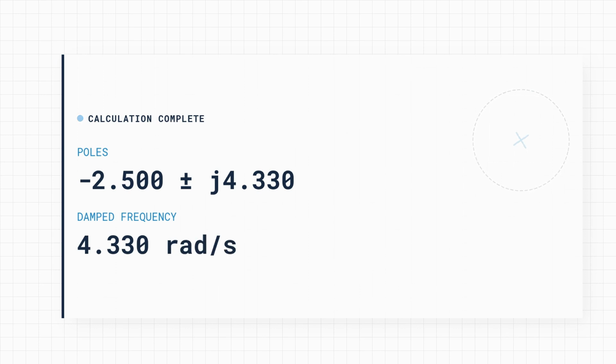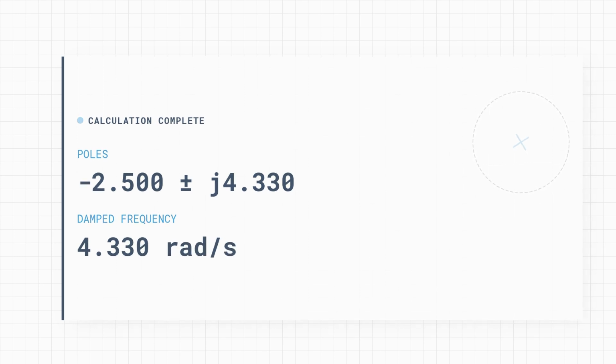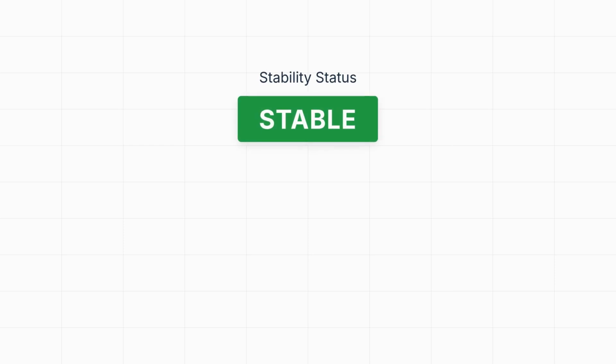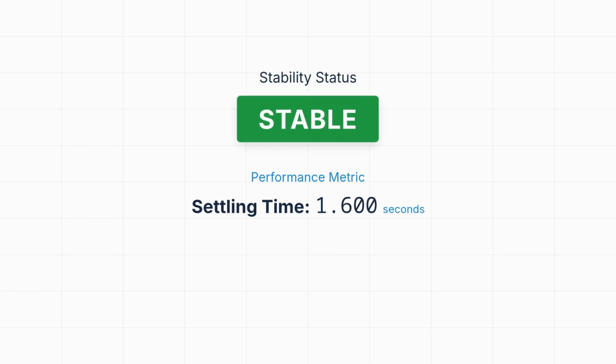The secondary result indicates a damped frequency of 4.330 radians per second. The stability status confirms the system is stable, and the performance metric shows a settling time of 1.600 seconds.